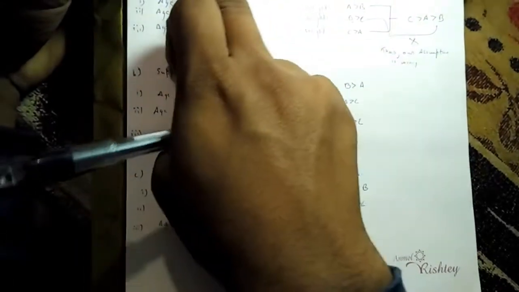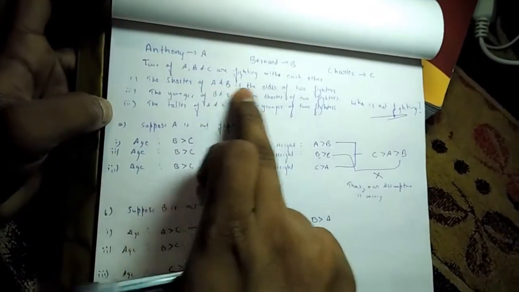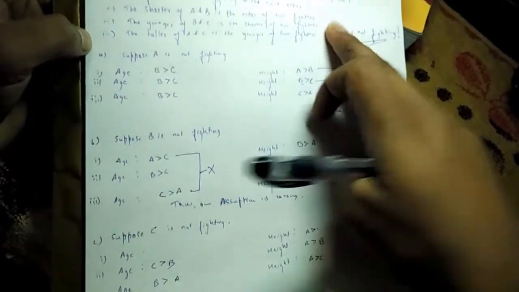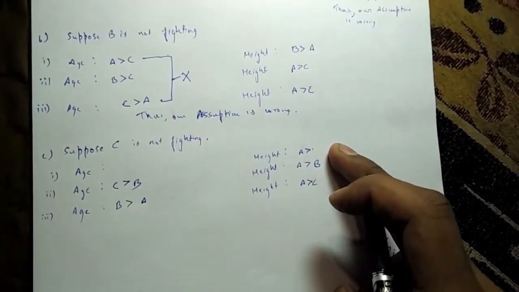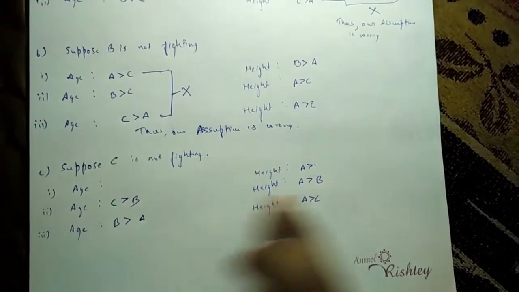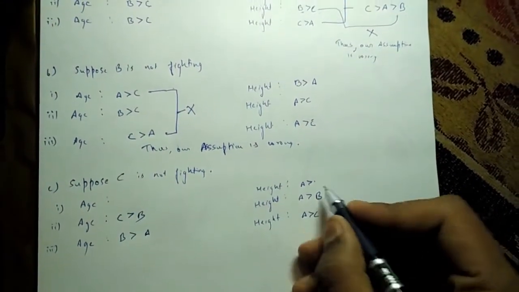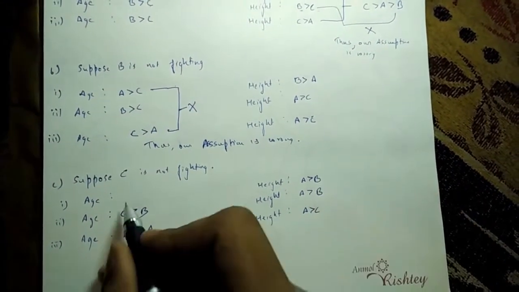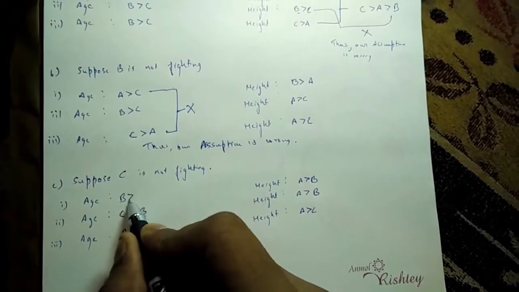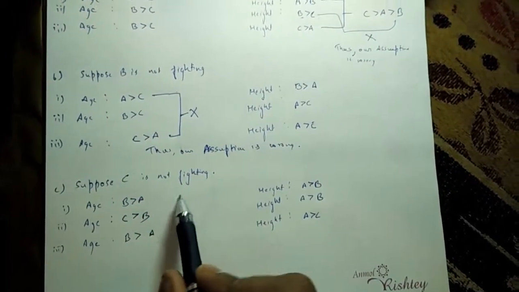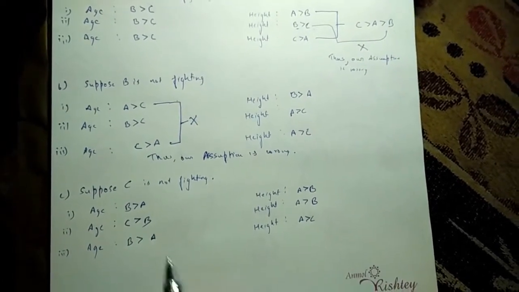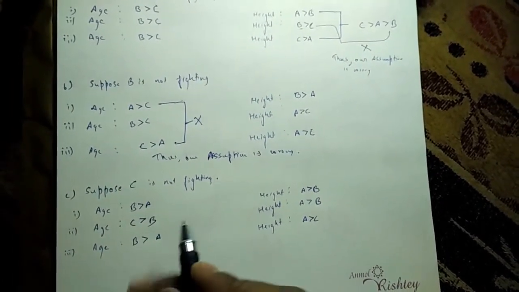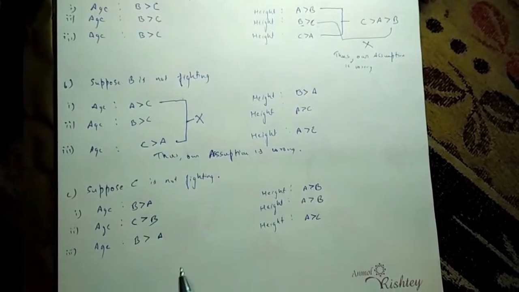Now we have the first equation, that is, the shorter of A and B is the older of the two fighters. The shorter of A and B, who is shorter? B is shorter, as we can see from the second equation we have formed before. Here we can see that none of the equations contradicts. Thus our third supposition is correct, that is, C is not fighting.